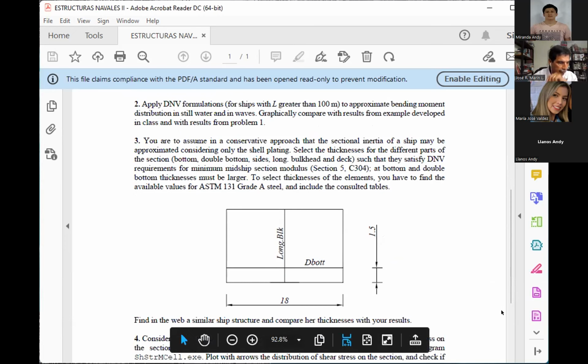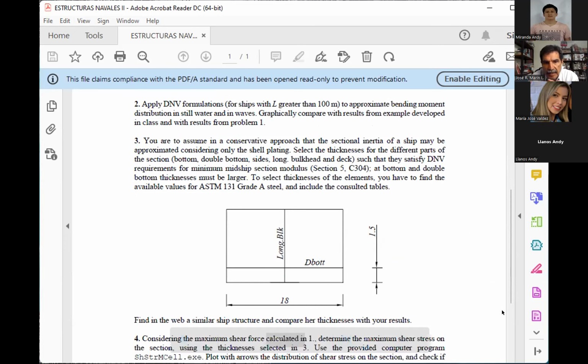In problem 3, let's see, somebody else. Miss Aviles, will you please read problem 3? Yes, doctor, good morning. You are to assume, in a conservative approach, that the sectional inertia of a ship may be approximated considering only the shear plating. Just a second.